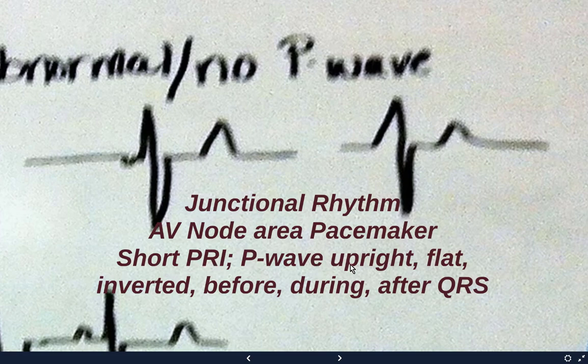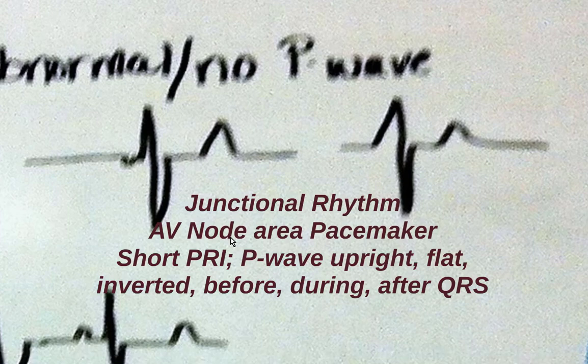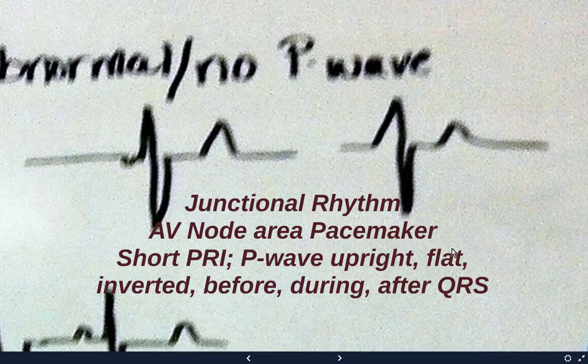So your P wave may be upright, but right up against that QRS area. It may be flat where you have nothing. It may be inverted, so a downward deflection of the P wave. And it may occur before, during, or after that QRS. So it may be over here in that ST segment. But just note, that's because the electricity is beginning at the AV node, moving up to the atrium and down to the ventricles.